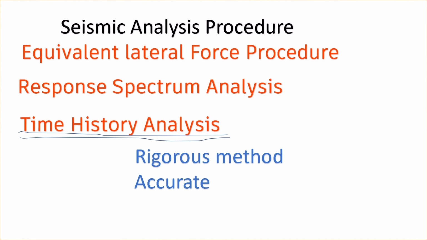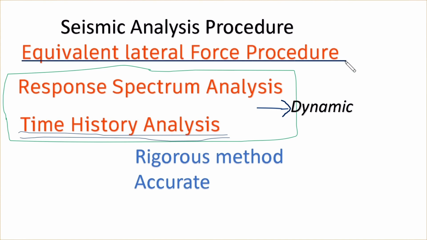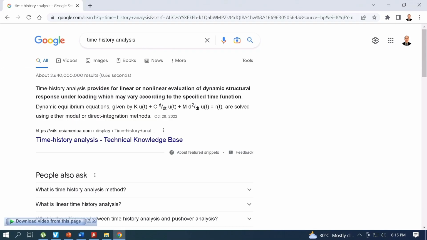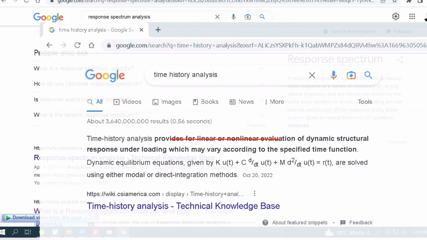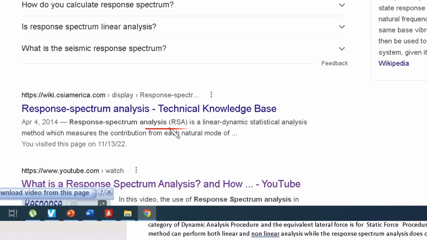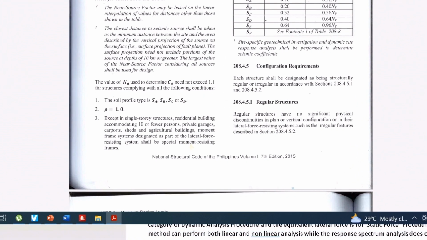Well, response spectrum and time history are under the category of dynamic analysis procedure. And the equivalent lateral force is for the static force procedure. Time history method can perform both linear and non-linear analysis, while the response spectrum analysis does only the linear analysis. The equivalent lateral force procedure is commonly used for ordinary and regular structures.